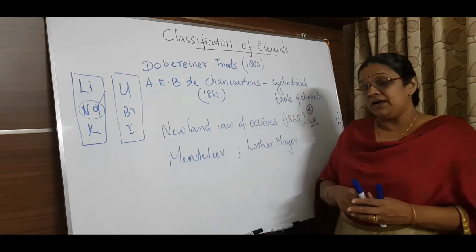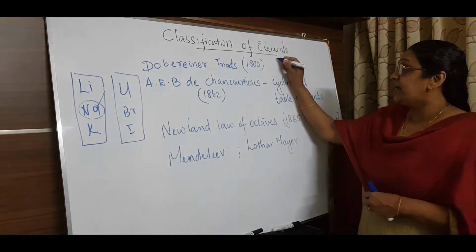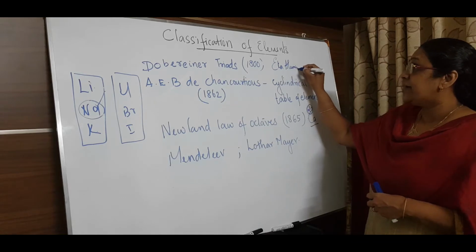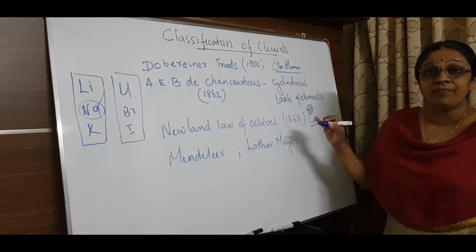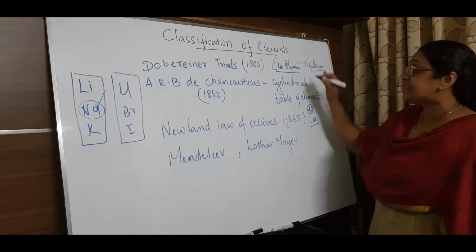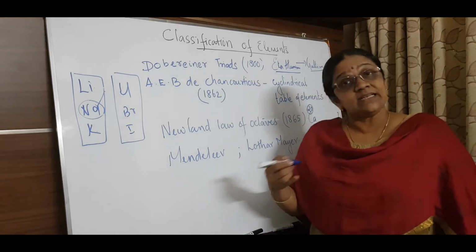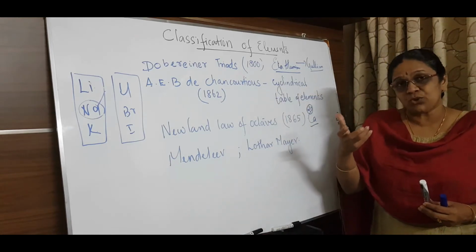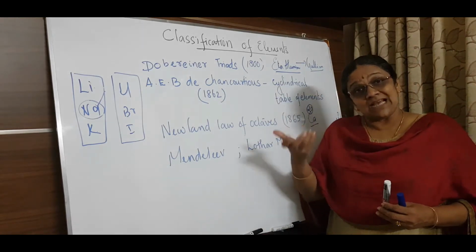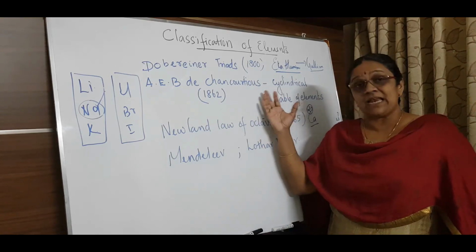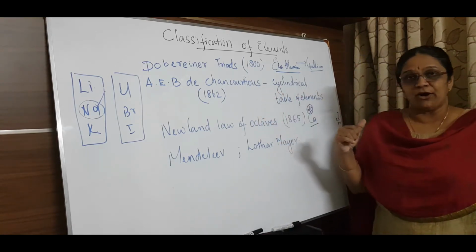For example, if you remember, he named one Eka-aluminium, and after that gallium was discovered, isn't it? Eka-silicon, for that germanium was discovered. So he put some gaps which show that elements had yet to be discovered. So that was his major achievement, that he put gaps in the periodic table.